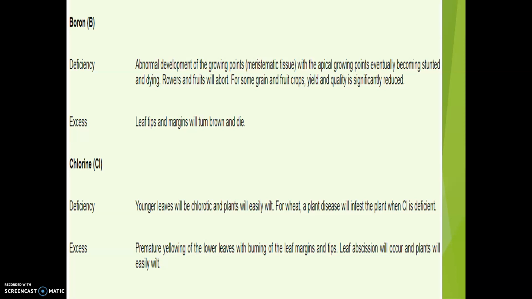Coming to the toxicity, the leaf tip and margins will turn brown and die. This is due to the toxicity of boron.